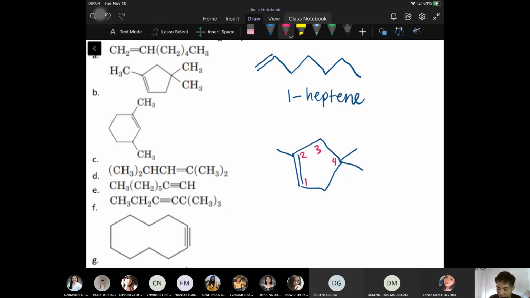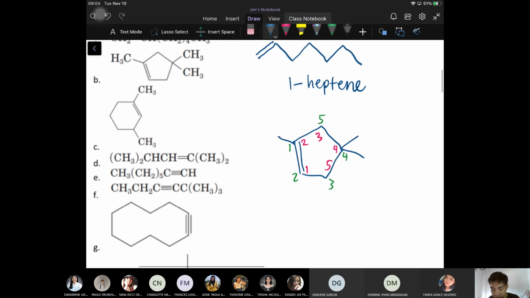1, 2, 3, 4, 5. Pwedeng ganon. Pwede rin naman na 1, 2, 3, 4, 5. Okay. So, basically, kailangan ipitin mo sa double bond yung 1 and 2. Okay, so I mean yung numbers, kailangan iniipit niya yung double bond. Kailangan sandwich siya doon. Hindi pwedeng hindi. Okay? So, between 1 and 2, andun yung double bonds.